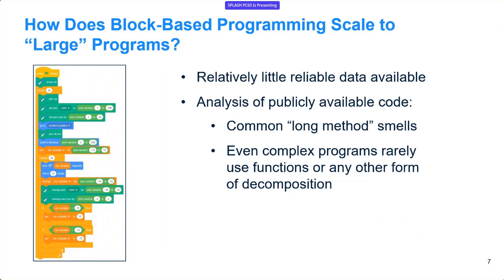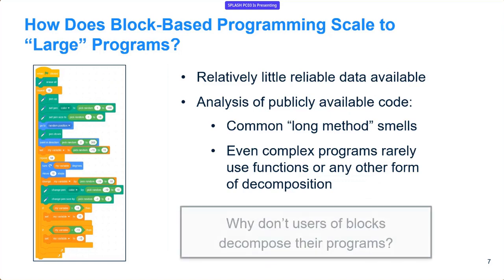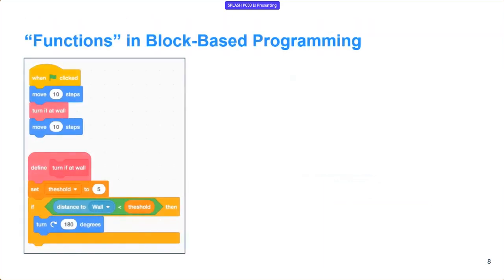"Method" is maybe a bit misleading here, but the idea is that you have a long chunk of code, like you can see on the left, with basically one big connected component of linear statements without any decomposition, and your program is basically written in this kind of spaghetti code style. And that raises the question: why don't users of blocks decompose their programs? Because there are decomposition mechanisms offered, but maybe it's worth looking at these mechanisms to understand that a bit better.